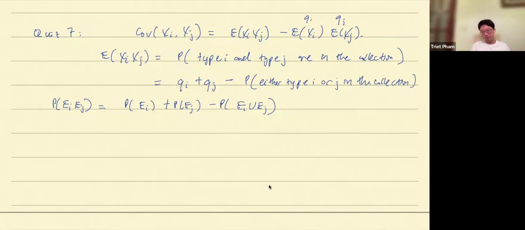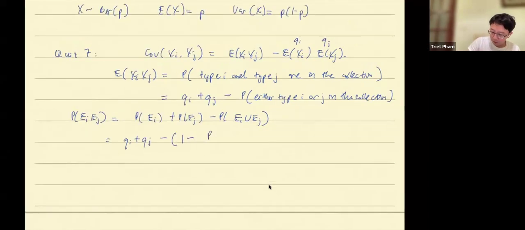But guess what? Again, right, what's the language here? Either type I or type J in the collection means, right, at least one of the card must be of type I or type J, okay? Again, the language is at least one of the card must be of type I or type J. But at least, again, refers to what? 1, 2, 3, etc., right? Which is a lot to count. So we still have to do the complement, right?